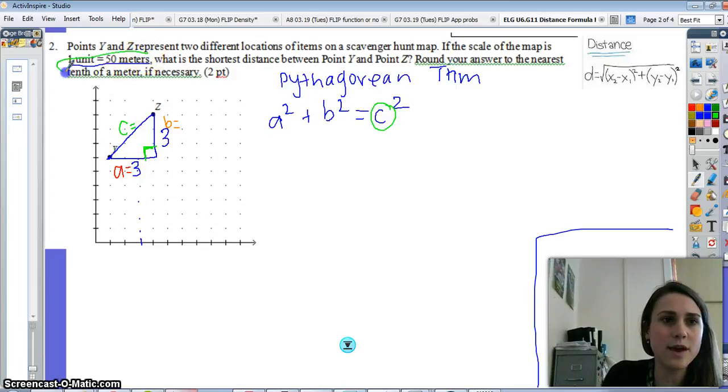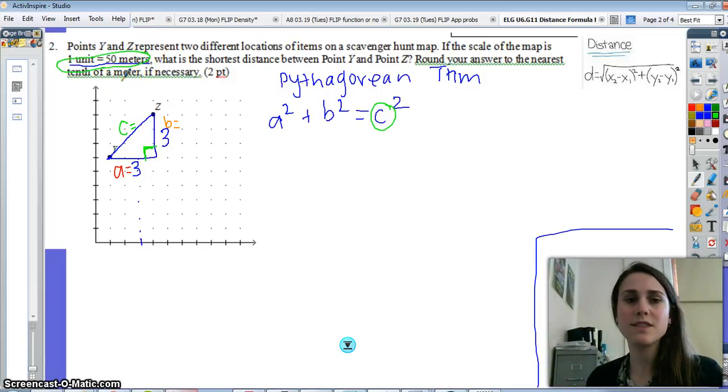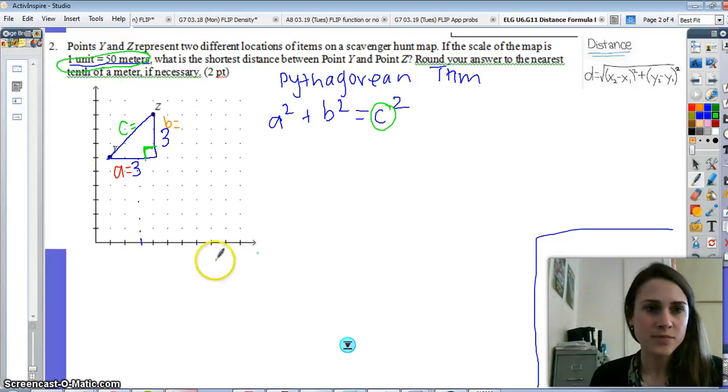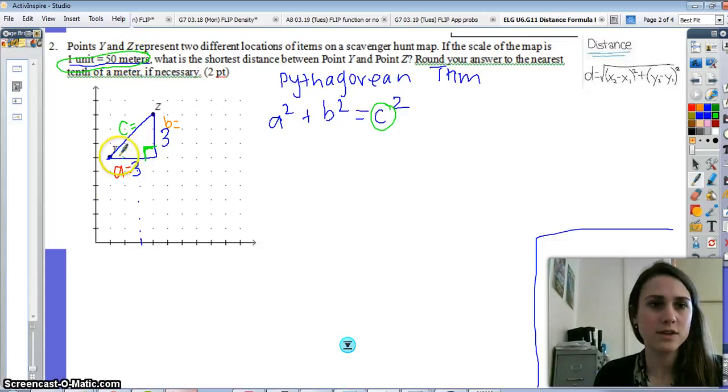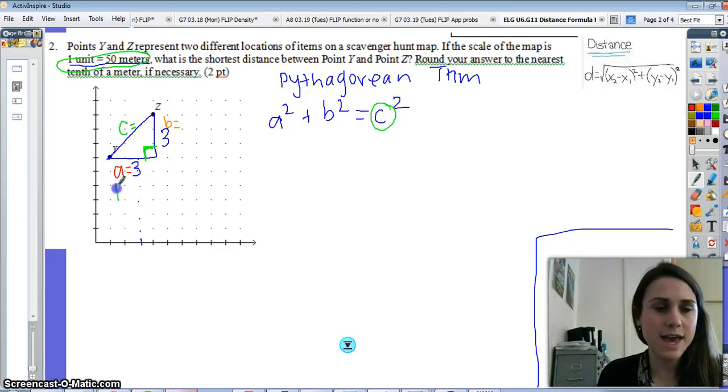But up here we were told that 1 unit equals 50 meters. This is a real-world problem, so we need to think, if this were a map of a city or a neighborhood, what does this distance represent? Well, if 1 unit is 50 meters and we have 3 units, we have 150 meters. Actually, I'm going to write that in red. So we're going to color code this here. So leg A is 150 meters.